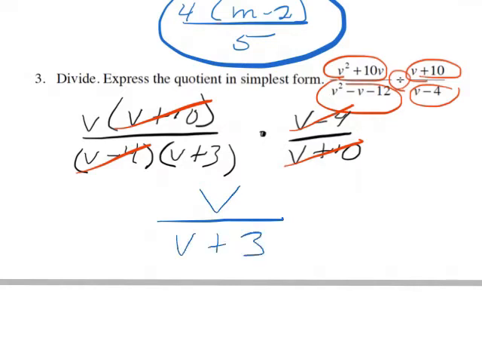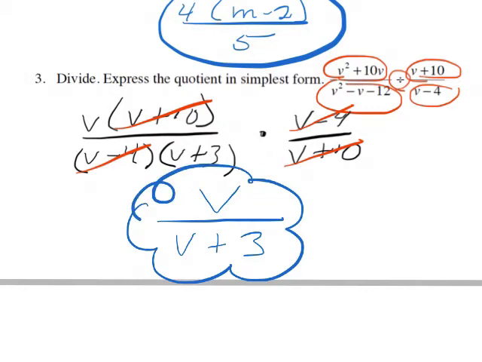Now, look at the directions. Does it ask us to restrict it? No, it does not. So guess what? We're done. We've simplified that quotient.